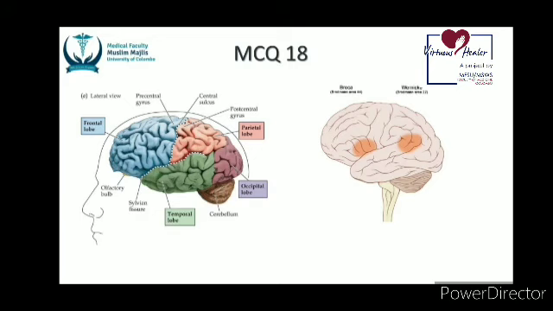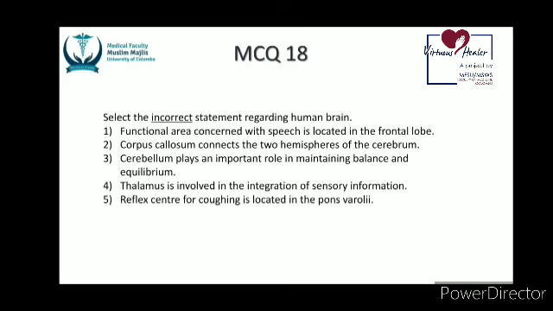You have the anterior Broca's area, that is in the frontal lobe, and the posterior Wernicke's area, that is in the temporal lobe. The Broca's area is involved in the production of speech or communicating our thoughts, while the posterior Wernicke's area is involved in language comprehension. That is to understand the language or to understand what is said. Coming back to our first statement, functional area concerned with speech is located in the frontal lobe. Since one of these areas is located in the frontal lobe, we can take this statement as true.